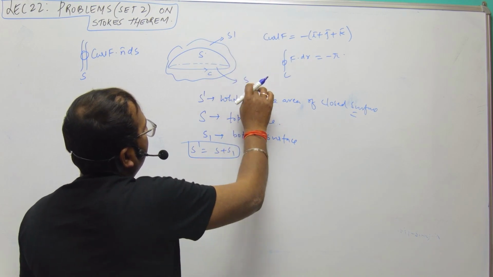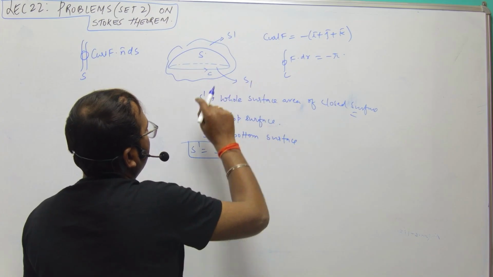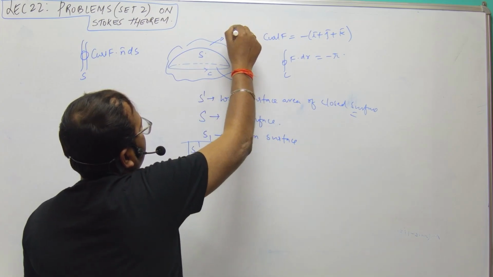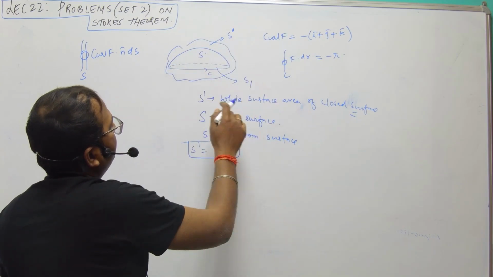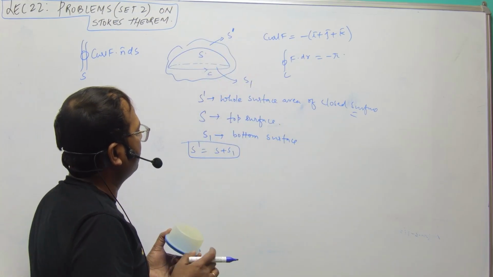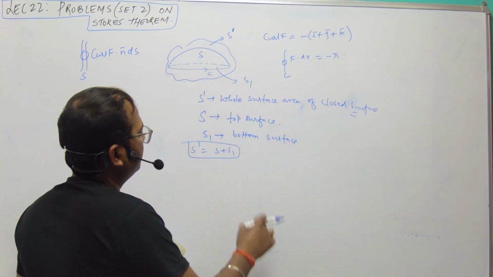Sorry, S dash is the whole surface area, S is the top surface, and S1 is the bottom surface. So we have S dash is equal to S plus S1.